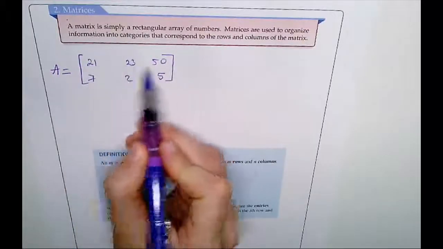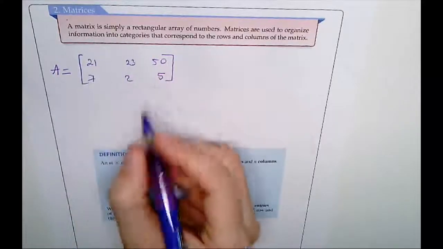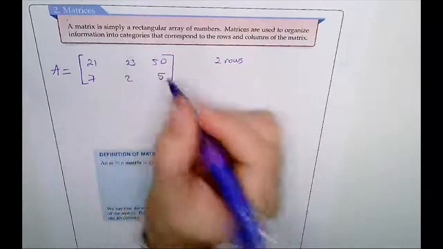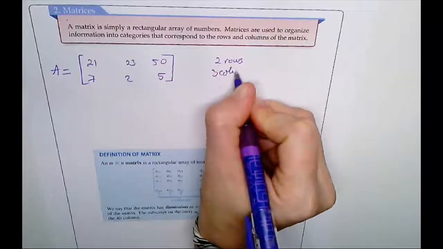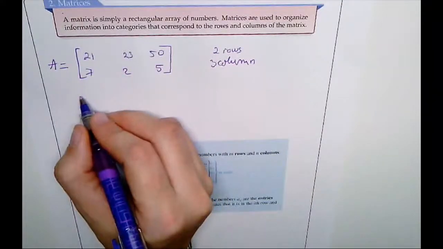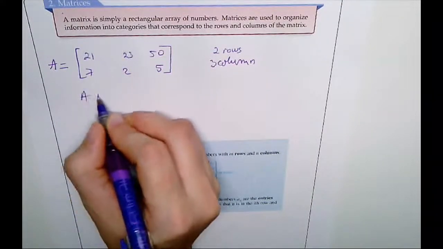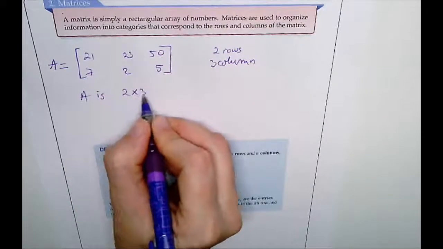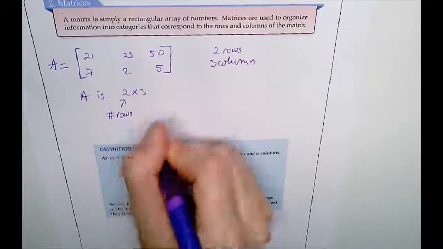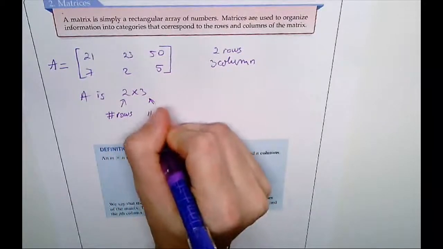that has how many rows? It has 2 rows, and how many columns? It has 3 columns. So we usually write that the matrix A is 2 by 3. We first put the number of rows and then the number of columns.